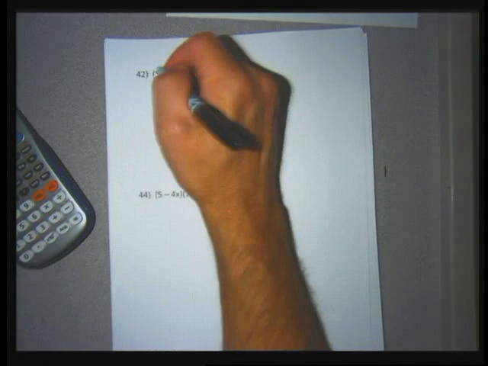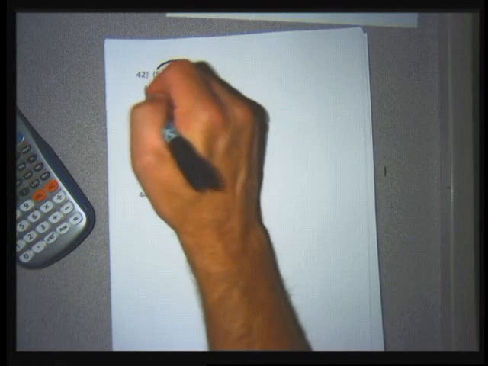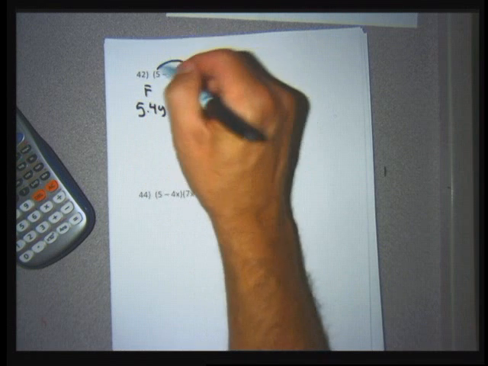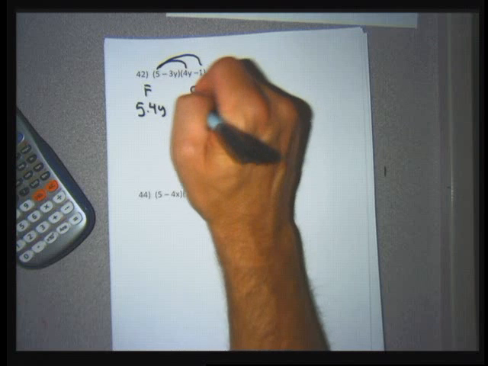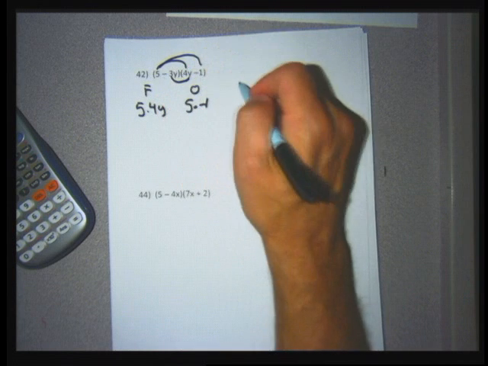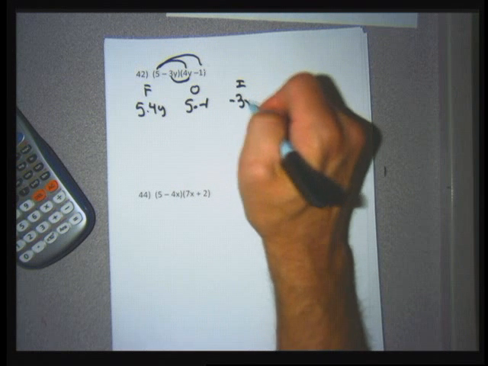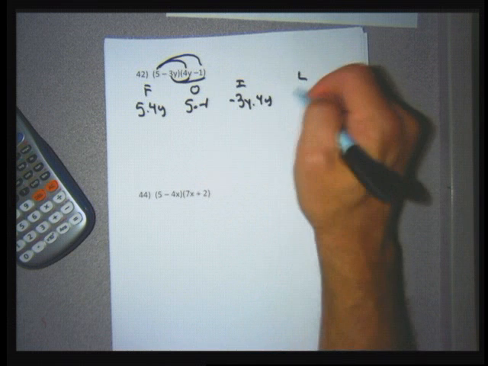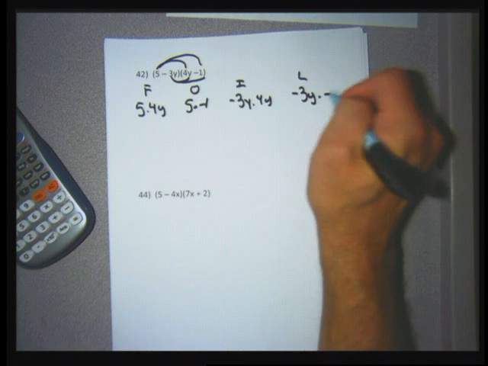42, firsts, 5 times 4y. Outers, 5 times negative 1. Inners, negative 3y times 4y. Lasts, negative 3y times negative 1.